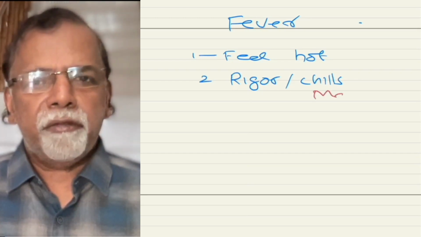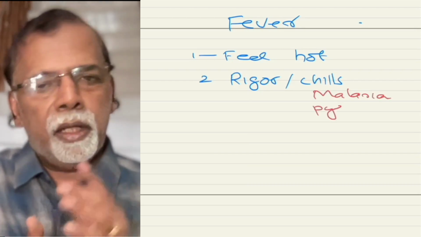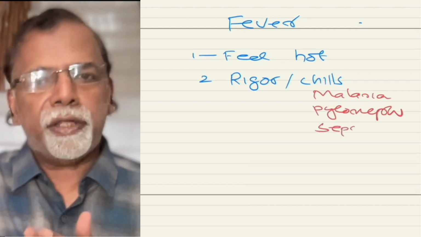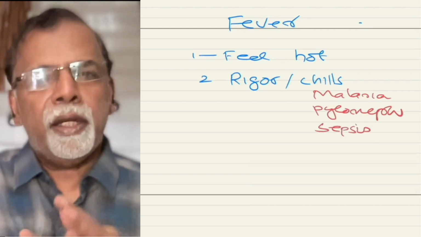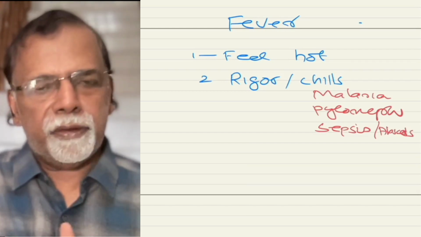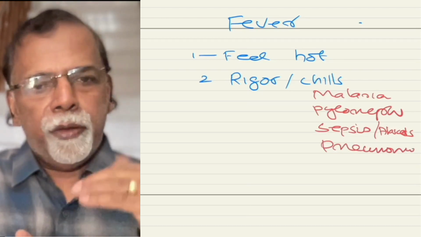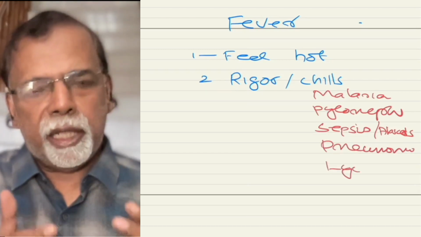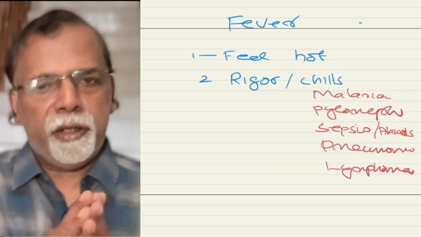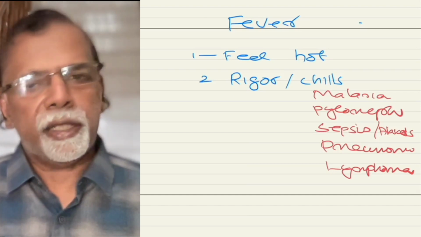And there are certain fevers which are notorious to produce fever with rigor and chills. A typical example is malaria, patients with urinary tract infection, especially pyelonephritis, sepsis and abscess, especially liver abscess, cholecystitis. These are common conditions. Then pneumonia, especially pneumococcal pneumonia, comes with rigor and chills. Then malignancies like lymphoma. These are some of the common diseases that present with rigors and chills.